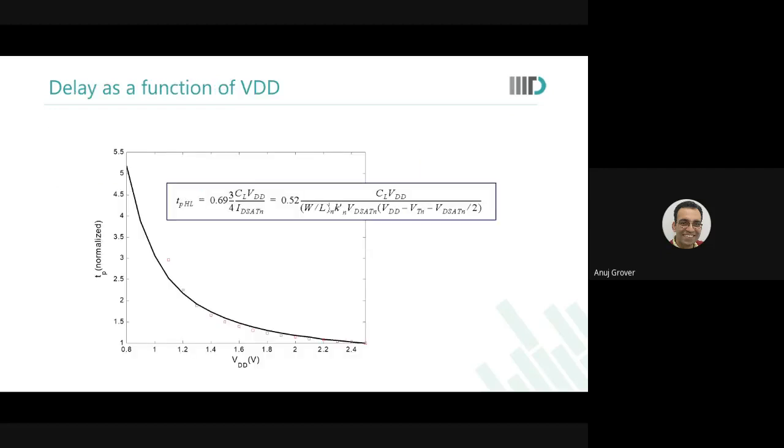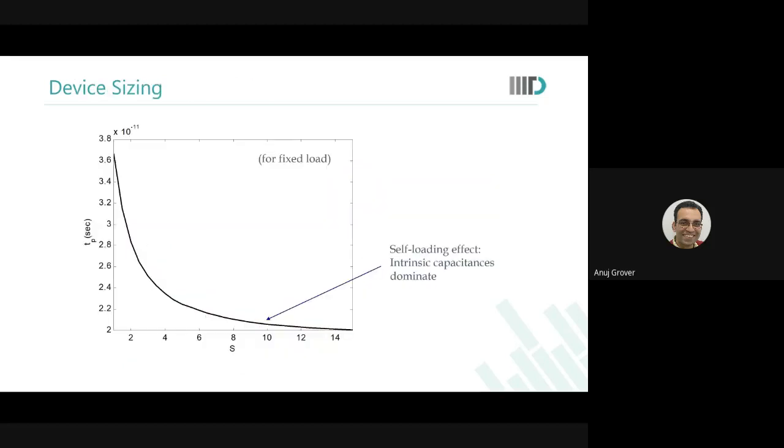So in reality, as you increase the supply voltage, the delays reduce. Okay, and that is because of this. So you have to transmit more charge, but you also have much more current. Therefore, your delays reduce. Okay. Device sizing, we've already seen that self-loading, after some time, starts to become significant and you will see that this kind of stabilizes, or in fact, it can also increase after some time.